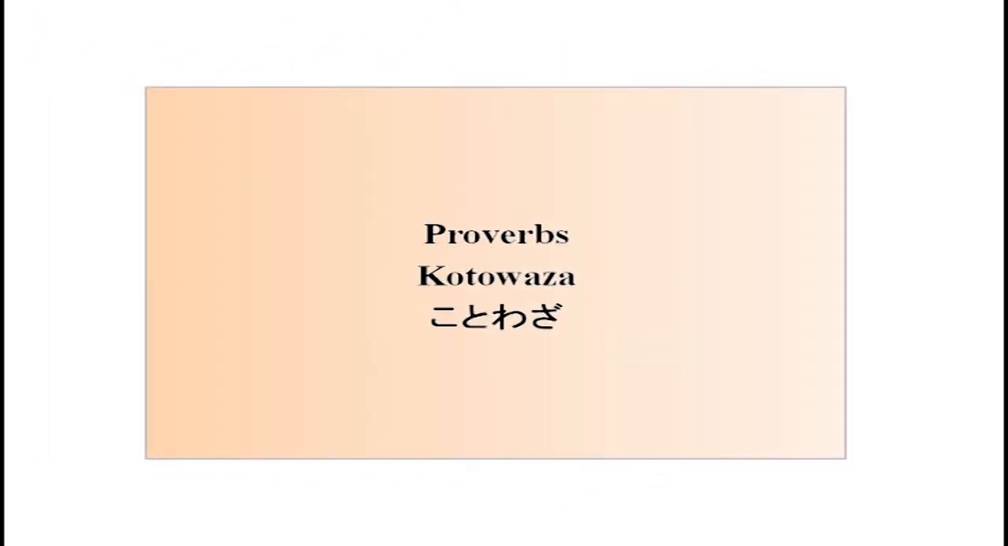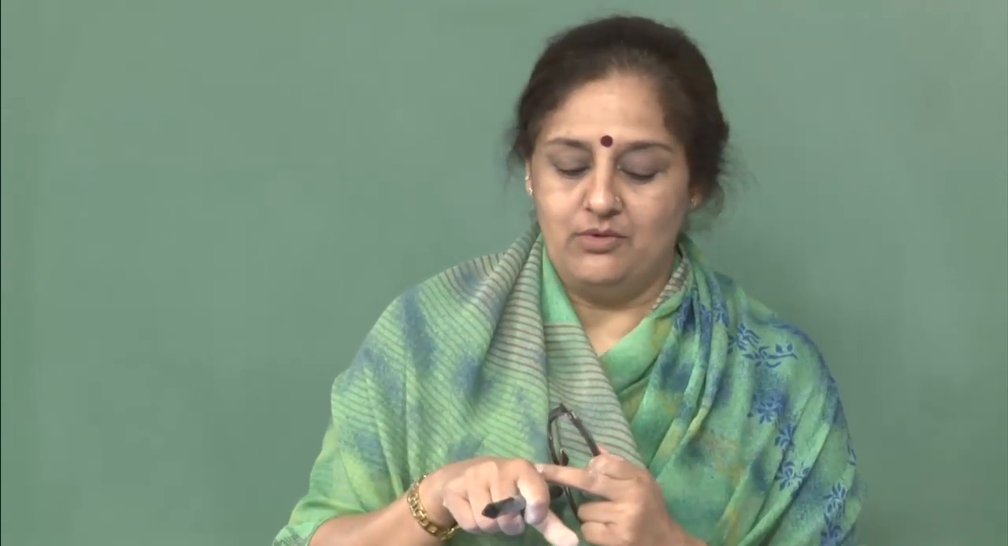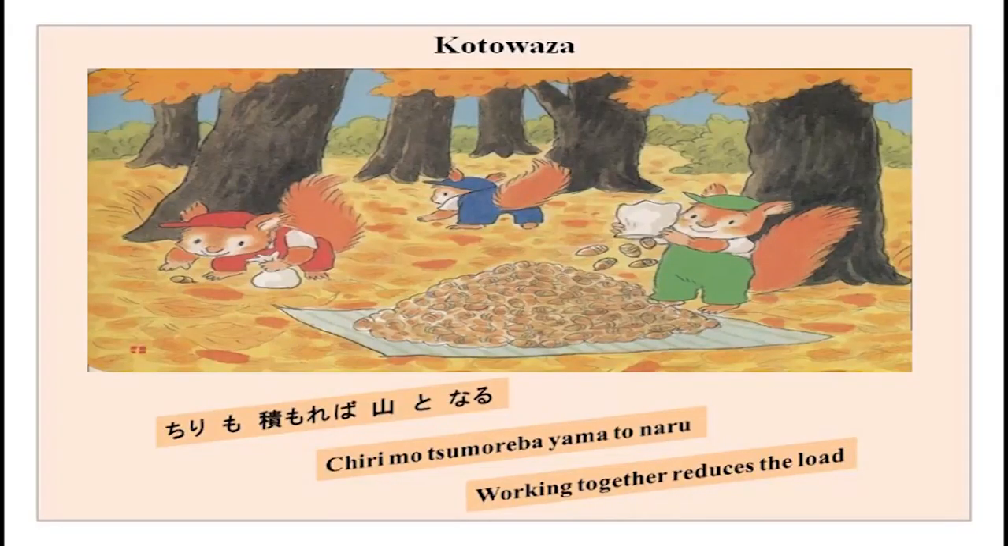Now, as I have been doing in some of our previous lessons, I try to give you a proverb which is very commonly used in Japan, and today's proverb is something which we also do as children in school here in India, I'm sure in other places as well. This is a common proverb. You can see a lot of squirrels in this picture, and they are trying to collect their food for the winter. Well, the proverb is chiri mo tsumoreba yama to naru. Chiri is a lot of small things. If you collect it, it becomes a mountain.